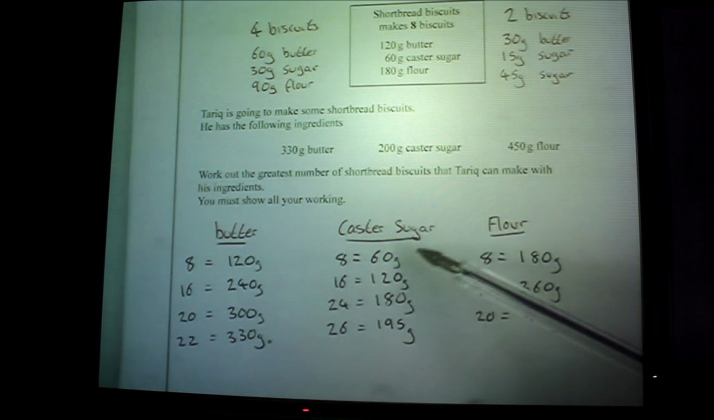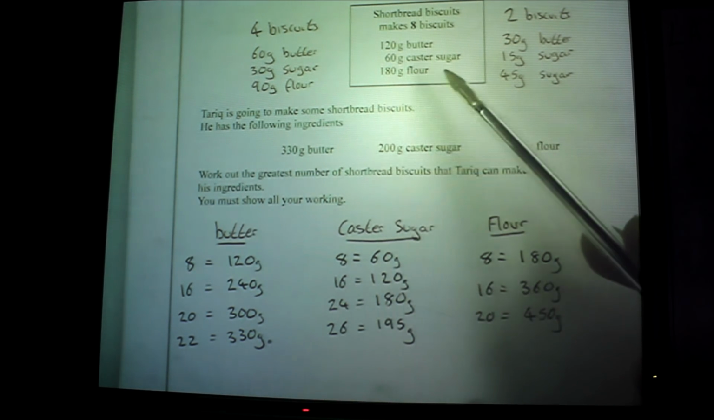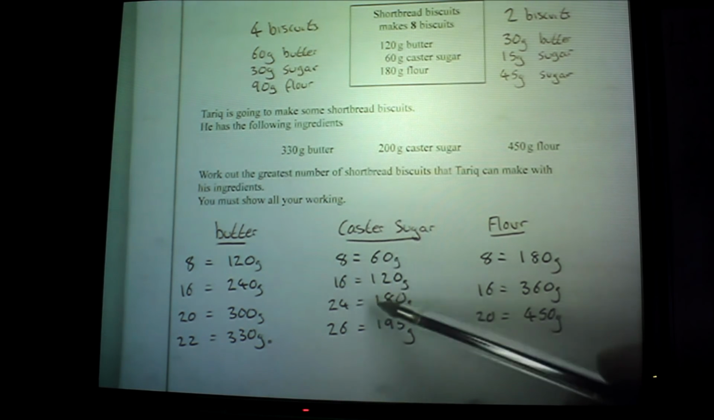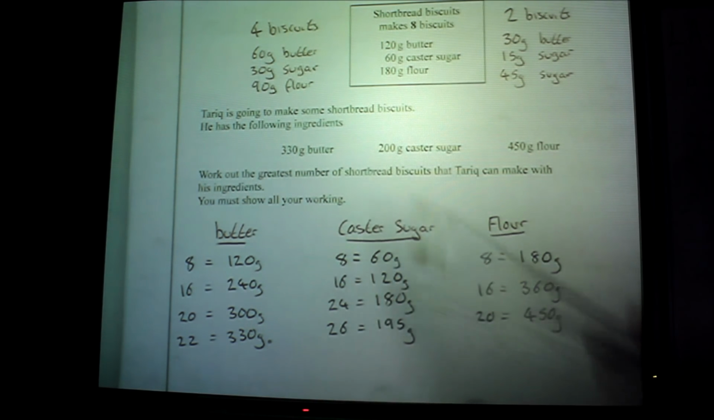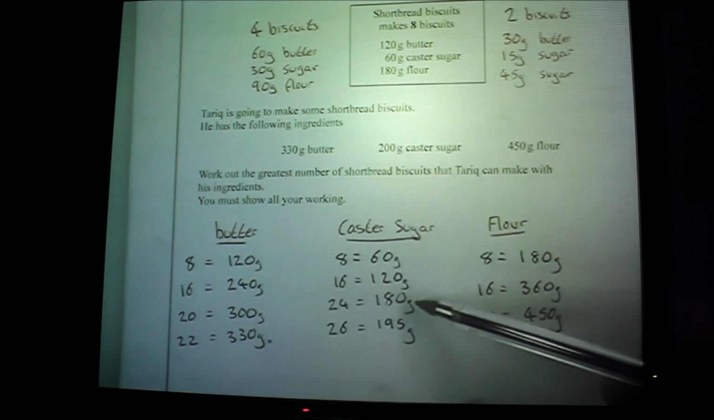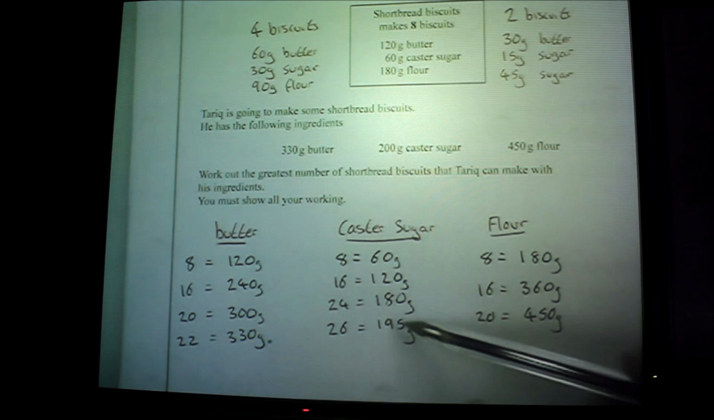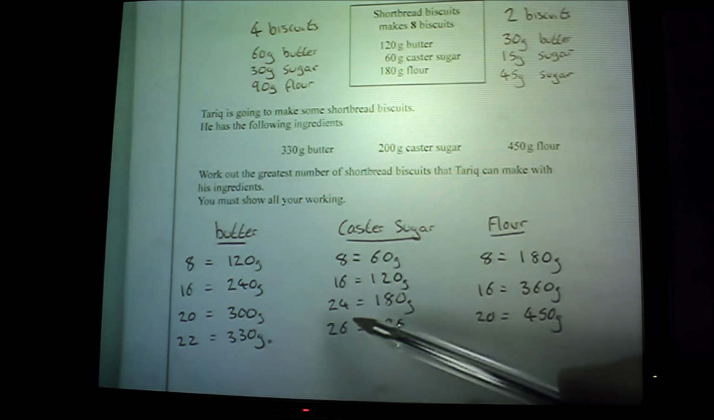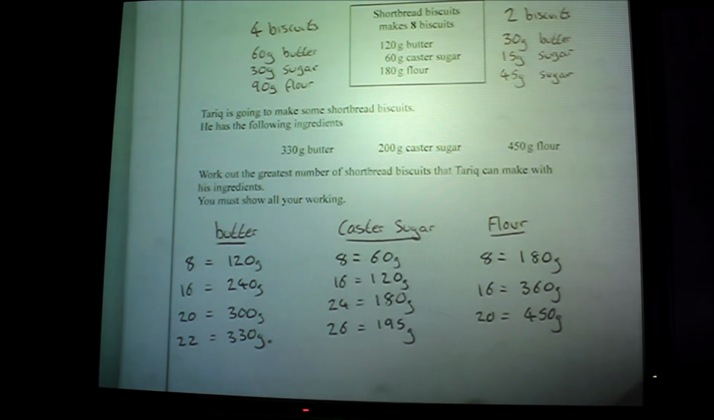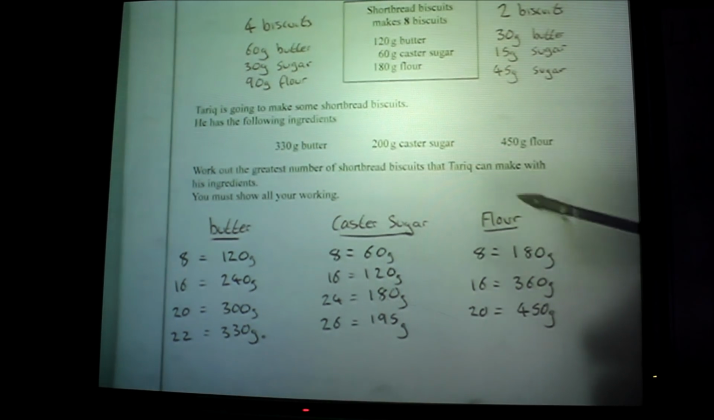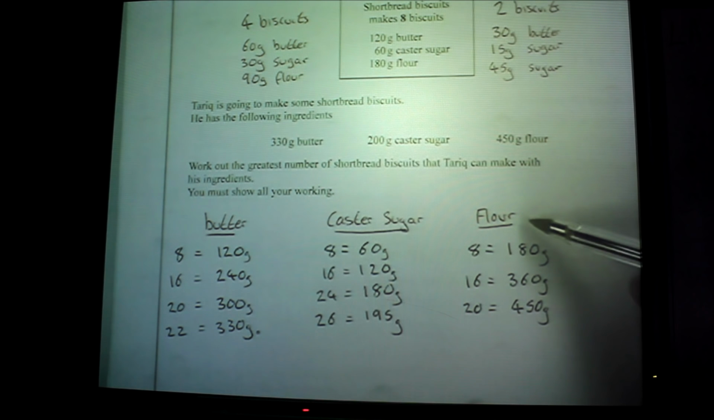I did the same thing with the caster sugar, look, 8 biscuits, he needs 60 grams, he's got 200, look, 16 and 24, look, just 3 lots of the 60, so that's 180. I then noticed the 2 biscuits is 15 grams of sugar, so that's all I went up to. I went up to 195 grams, but he could make 26. But the question says what's the most he can make, so our limiting factor is still 22. Until we look at how much flour he's got.